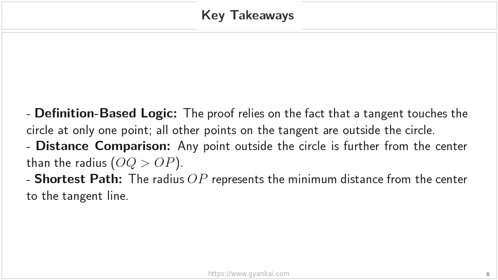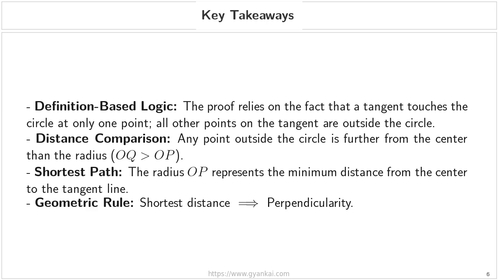Following this logic, we arrive at the concept of the shortest path. Since every point on the tangent line, except for our point of contact P, is further away from the center, the radius OP represents the absolute minimum distance from the center O to the tangent line XY. Finally, we apply the fundamental geometric rule. The shortest distance from a point to a line is always the perpendicular distance. This is the aha moment that completes our proof.